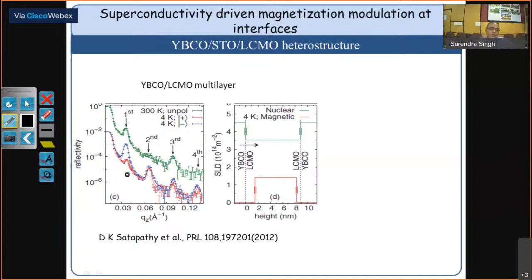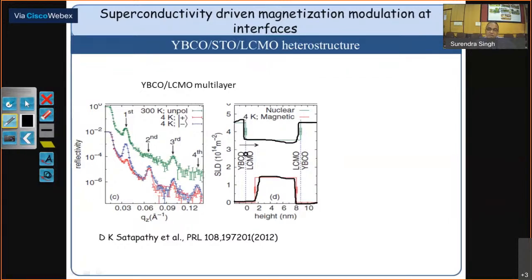Because the difference between these two reflectivity patterns gives you the depth profiling. And here they have shown one of the layers, which has two interfaces. They have shown LSMO, YBCO. So this is the nuclear scattering density. This one is LCMO, and this is YBCO, and these are the two interfaces. And this is the magnetic scattering density.